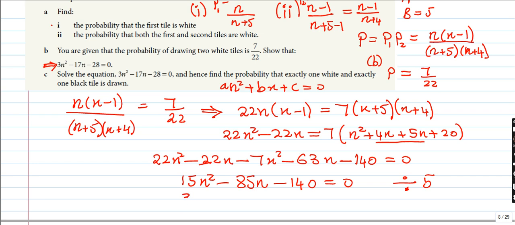So we divide by 5, this is 3n squared. We divide by 5, this is 17n. We divide by 5, this is 28 equals 0. So this is proven.